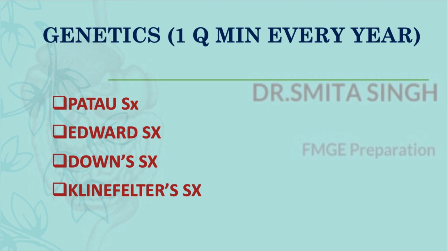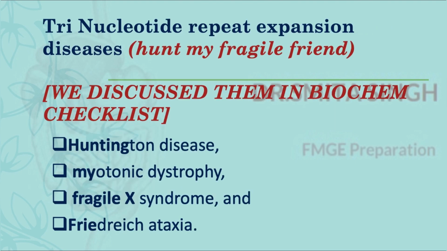So make a mental note of those things as well. Patau, Edwards, Klinefelter's, and Down's are the most important ones, as you all know. I'm so sure as a medical student you all know this one. Trinucleotide repeat expansion diseases we already discussed while we were discussing the biochemistry checklist, I think.